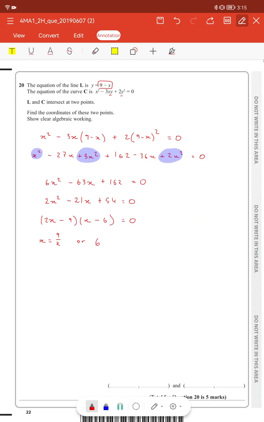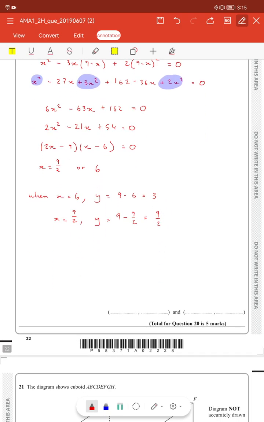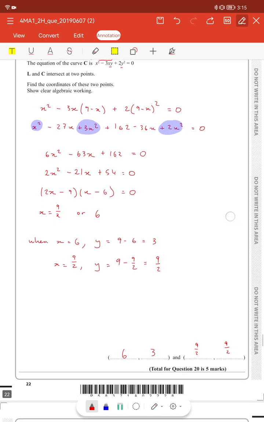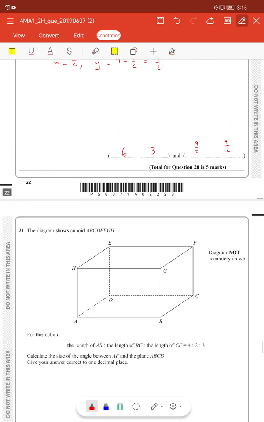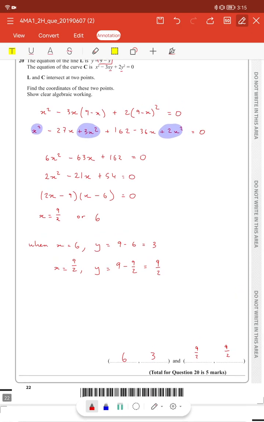That gives us the 2 x coordinates. So when x equals 6, y is equal to 9 minus 6, which is 3. And when x equals 9 over 2, y is equal to 9 minus 9 over 2, which is 9 over 2. So the 2 points would be (6, 3) and (9 over 2, 9 over 2). Is that what you get?